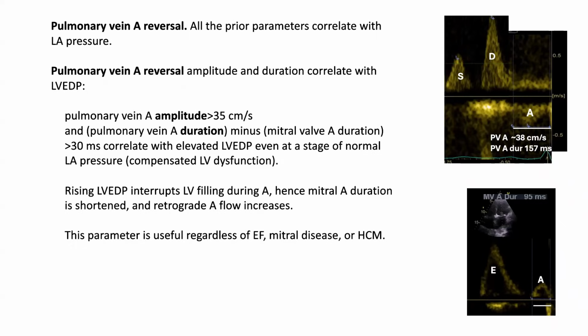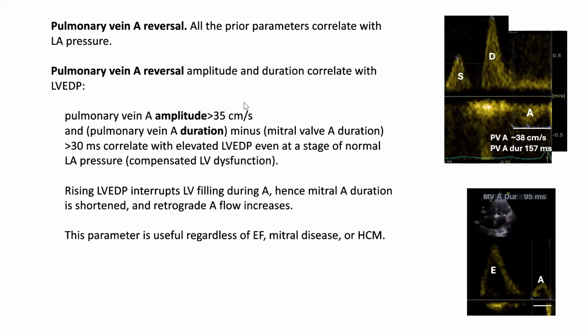Now, in decompensated heart failure, LVEDP and LA pressure track each other. They are both elevated. But you have a proportion of patients who have compensated LV dysfunction and who will have an elevated LVEDP yet normal LA pressure. There is such a stage of elevated LVEDP but normal LA pressure. And this parameter, pulmonary vein A reversal, correlates with elevated LVEDP. Of course, if you also have high LA pressure, it will be abnormal as well, typically.